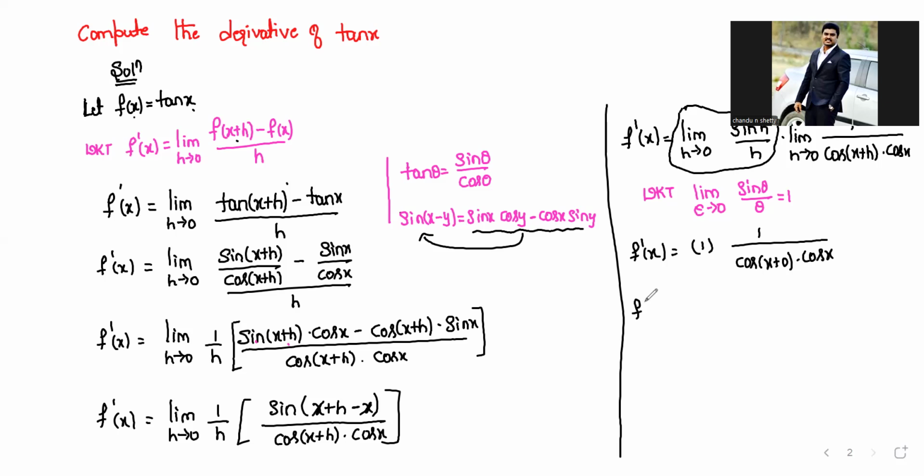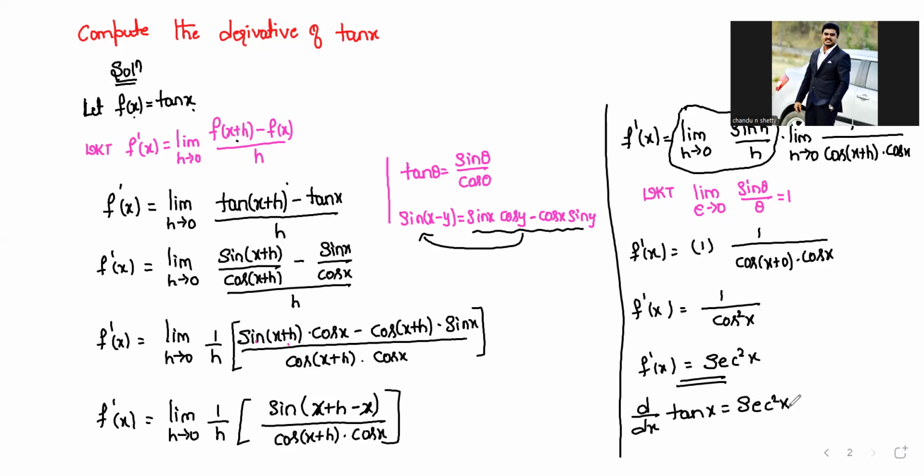ಕ್ಲಿಯರ್? ಸೊ f dash of x is equal to, x plus 0 means what? x only. ಸೊ cos x into cos x ಏನಾಗುತ್ತೆ? 1 by cos square x ಆಗುತ್ತೆ. So f dash of x is equal to 1 by cos square x, the reciprocal is what in the trigonometry? So secant square. Okay. So my dear students, this is the answer for tan x. So ಇದನ್ನ now d by dx derivative form ಅಲ್ಲಿ d by dx tan x is equal to what? Secant square x. ಇದು formula derivative. Clear it is all of you?